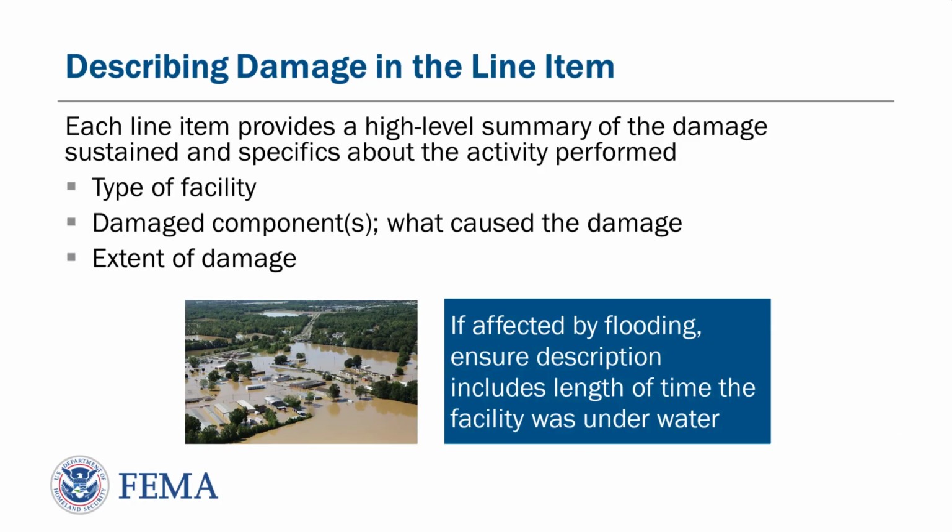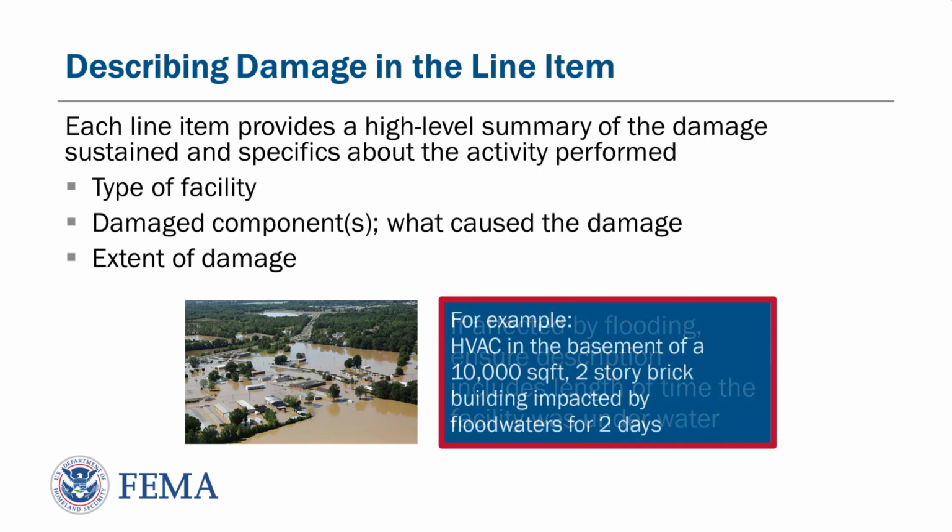The description of each line item should provide a high-level summary of the damage sustained and activities specific to a facility or activities performed. You want to accurately describe the type of facility, the damage components of the facility, what caused the damage, and the extent of the damage to the facility. Also, if the facility was affected by flooding, ensure that the description includes the length of time the facility was underwater. An example may be HVAC in the basement of a 10,000 square foot, 2-story brick building impacted by floodwaters for 2 days.